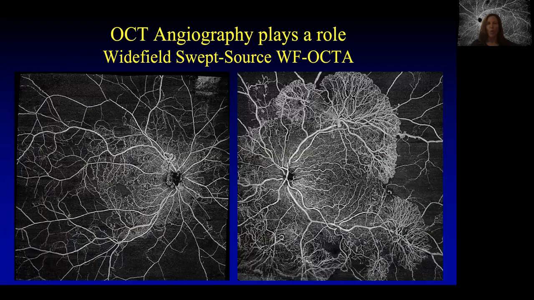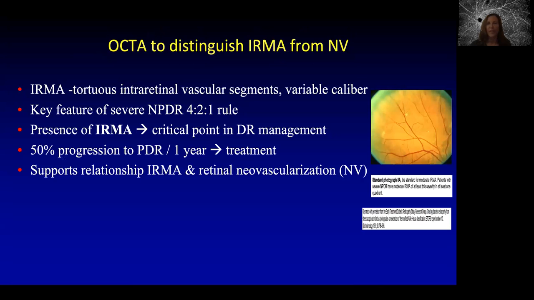OCT angiography with wide field swept source OCTA has potential to image patients with proliferative diabetic retinopathy non-invasively. And here in the right eye of this patient, there's extensive peripheral capillary non-perfusion, an enlarged foveal avascular zone, and neovascularization emanating from the disc, while in the left eye, there's also very extensive neovascularization elsewhere noted adjacent to the regions of capillary non-perfusion. In this talk, I'll be discussing 3 papers that I was involved with using OCTA for imaging in severe non-proliferative and proliferative diabetic retinopathy.